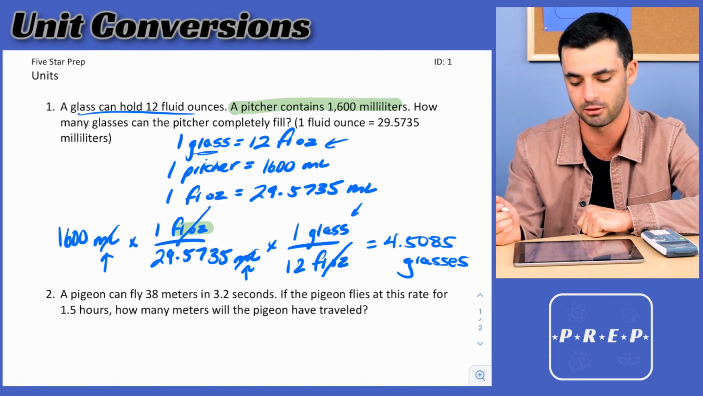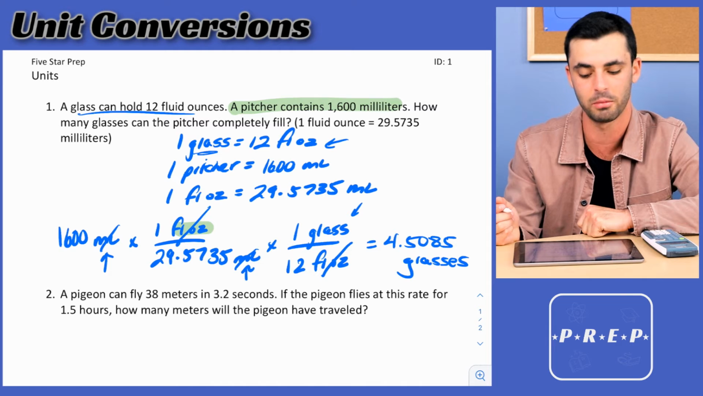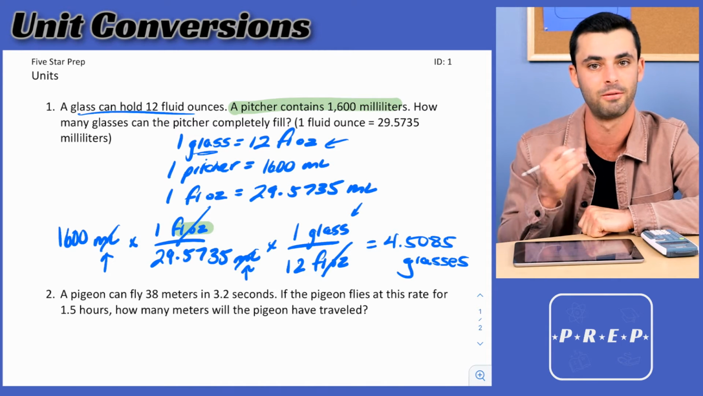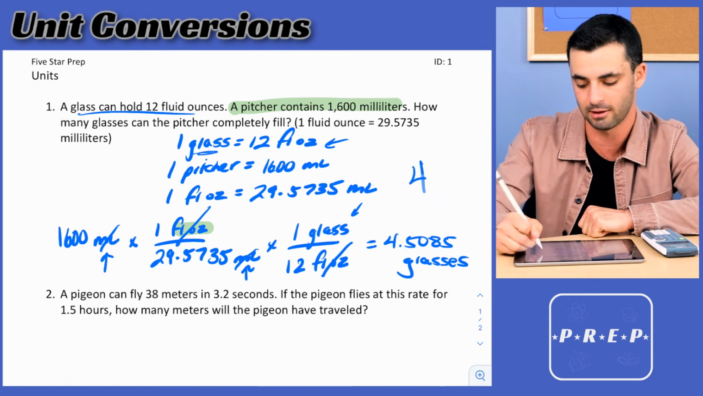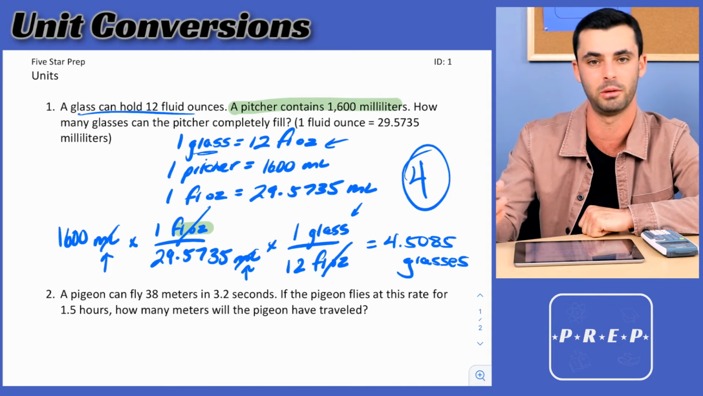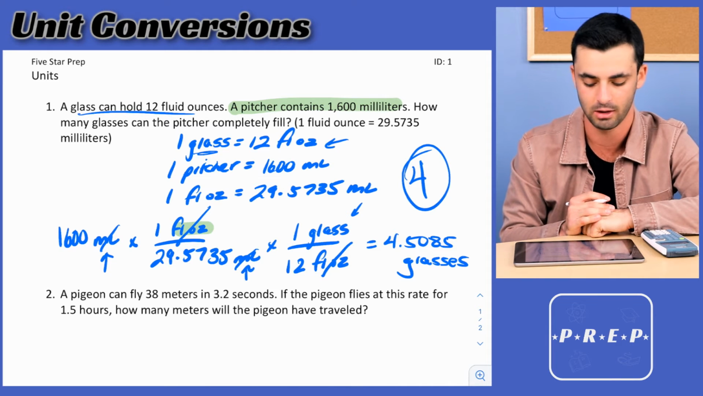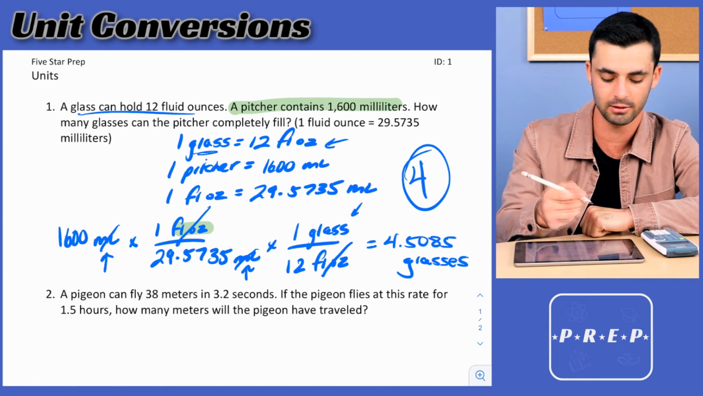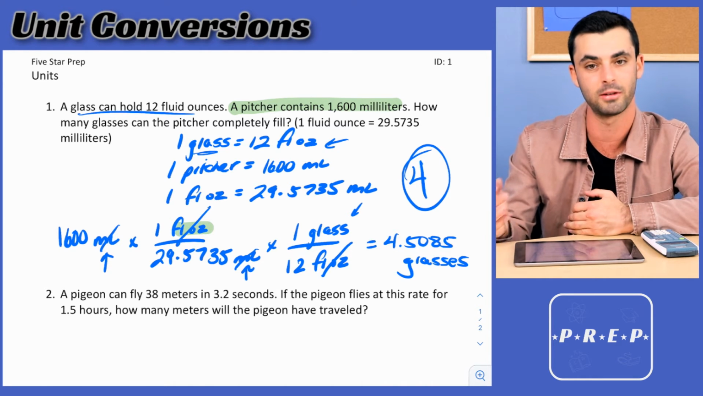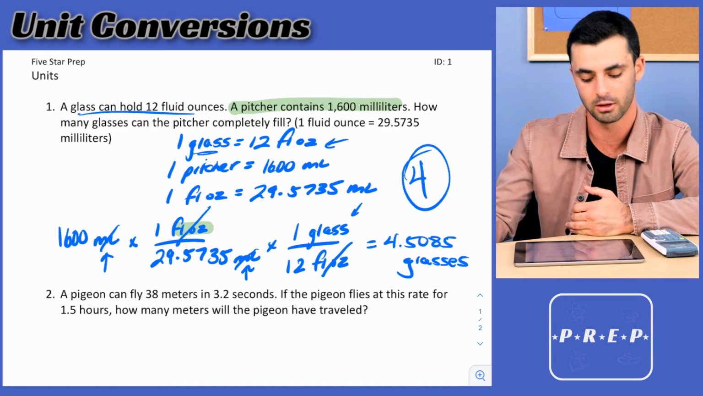And now all I have to do is figure out how many glasses the pitcher can completely fill. So that's not 4.5085. That's 4. So our answer here ends up being 4. And I want to take you a little bit deeper into this problem and what I'm actually doing. Here, you have to recognize that I'm not changing the value of how much is in the pitcher at all. All I'm doing is converting it into another term, going from milliliters to fluid ounces to glasses.